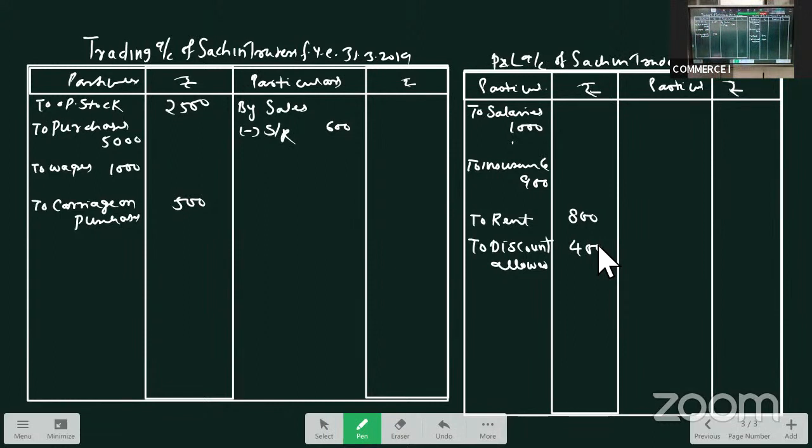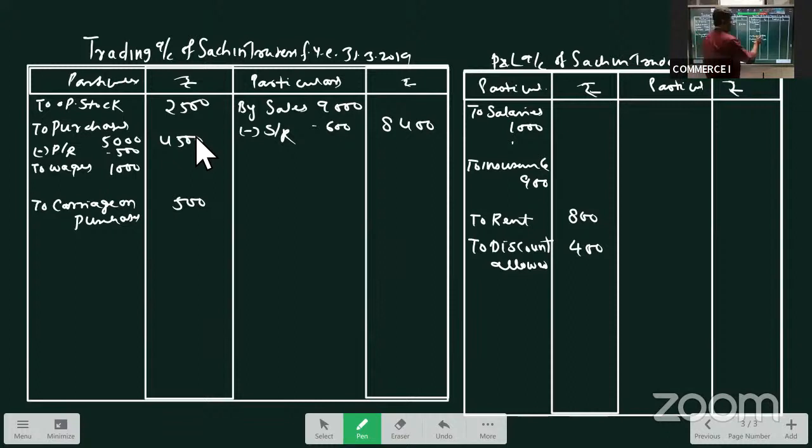Then taking the credit side, bank overdraft is a liability. Then sales. Sales are given as 9,000. 9,000 minus 6,600 is 8,400. Then we have purchase returns. Purchase returns 500. Deduct that, 4,500. Then capital. Capital will go to balance sheet.